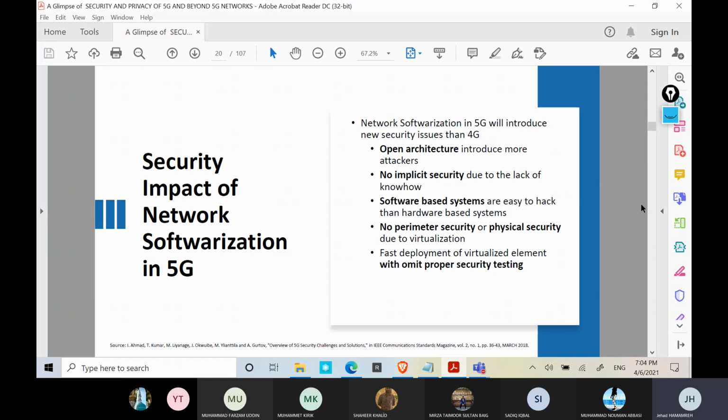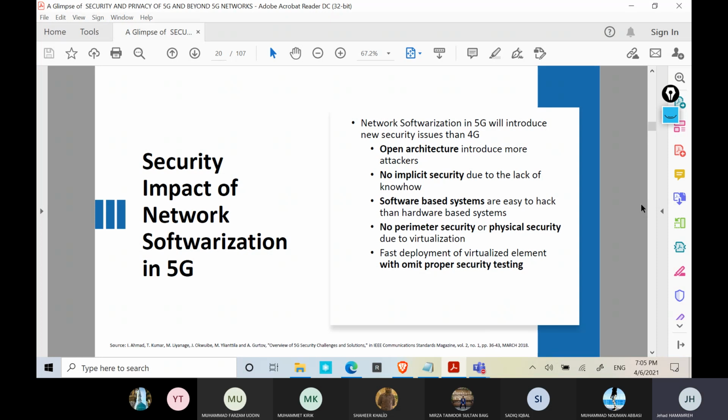Second point, we have no implicit security due to the lack of know-how. Now I'm dealing with a communication network that was previously like a monopoly. Only a handful of companies in the market provide these devices, and nobody knows much about them. Only the people who work at these companies can deal with these devices. Now you need the functionality of these devices to implement them in software, so you should first know how the hardware functions, take that knowledge, and then make the software. When this becomes public knowledge, it becomes a challenging factor in terms of security. Software-based systems are easier to hack than hardware, as we mentioned before.